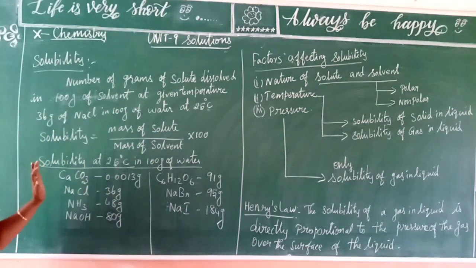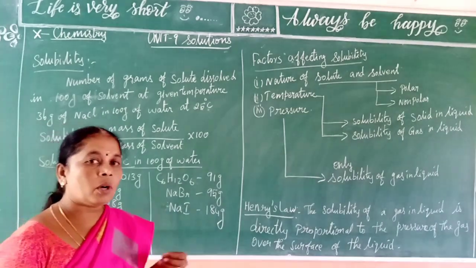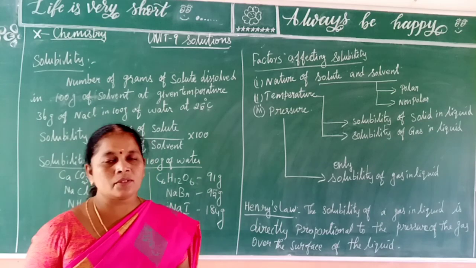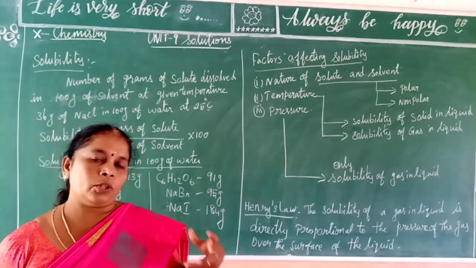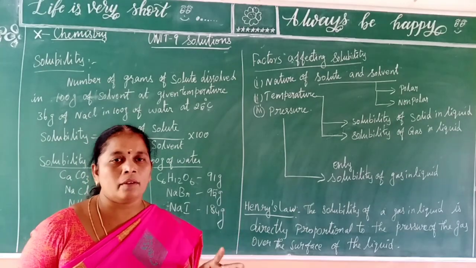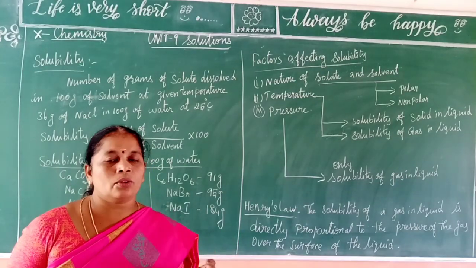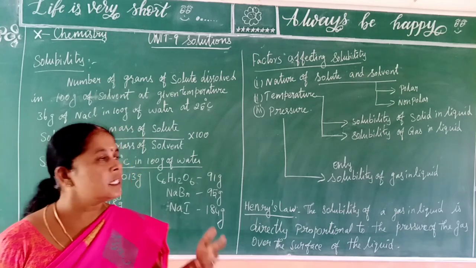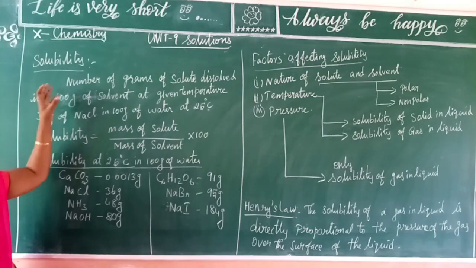Before that, you know very well what is solute and what is solvent. What is solvent? Solvent is which dissolves the substance. That is, whichever substance dissolves, that is known as solvent. Which one is dissolved? Whatever dissolves, that one is known as solute. Okay, now we have to know about solubility.